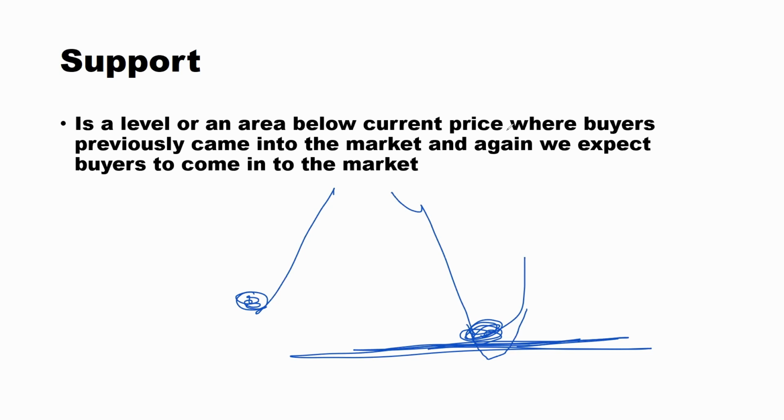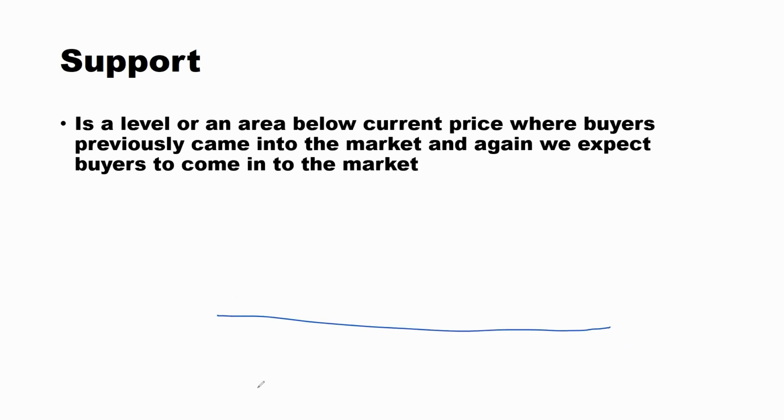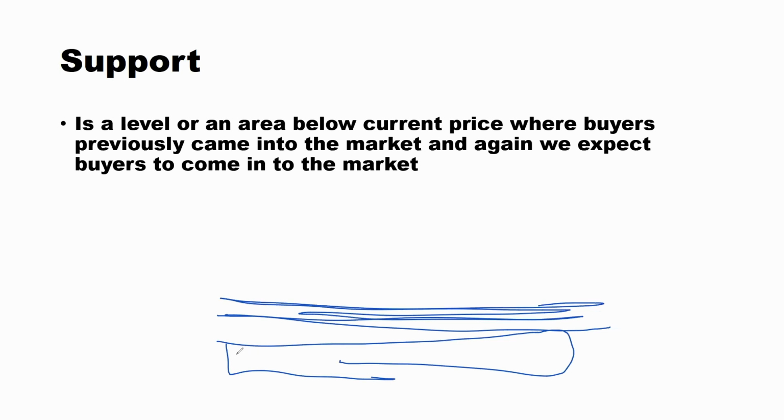Now, what about in the language of the markets? In the language of the markets, support is a level or an area. Why are we saying level and area? Because we're going to see in the next slides that you can use either a line or a slab. You can draw using a line, or using an area, like a rectangle on the MetaTrader.